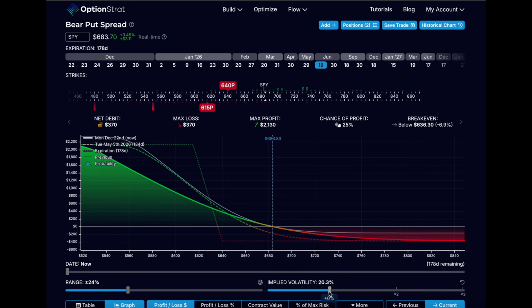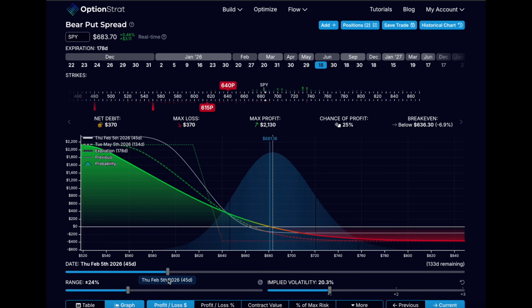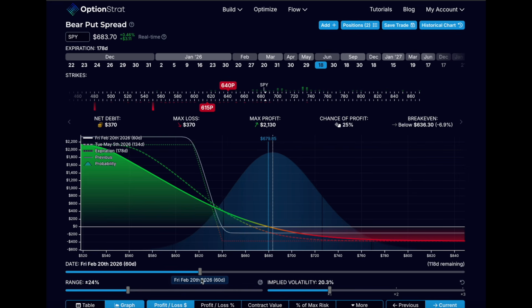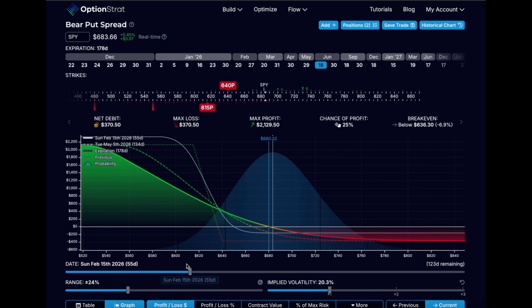So because we're going further out in duration, time, especially early in the trade, is going to be less detrimental relative to the February 20th, 2026 options expiration cycle. And you can compare that with this white line here. That's what that represents.